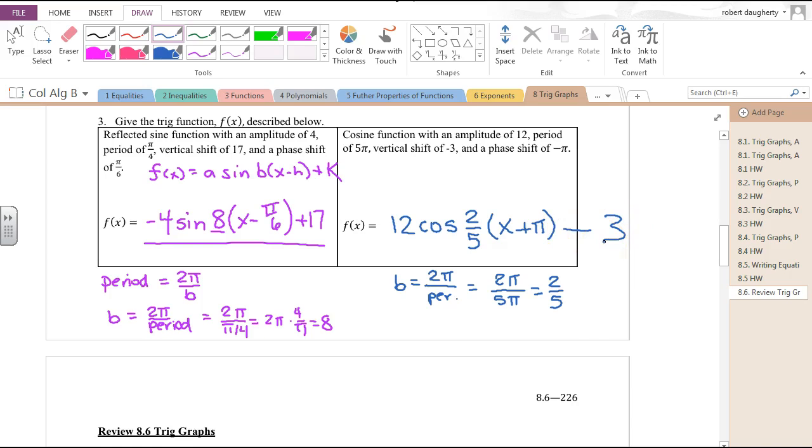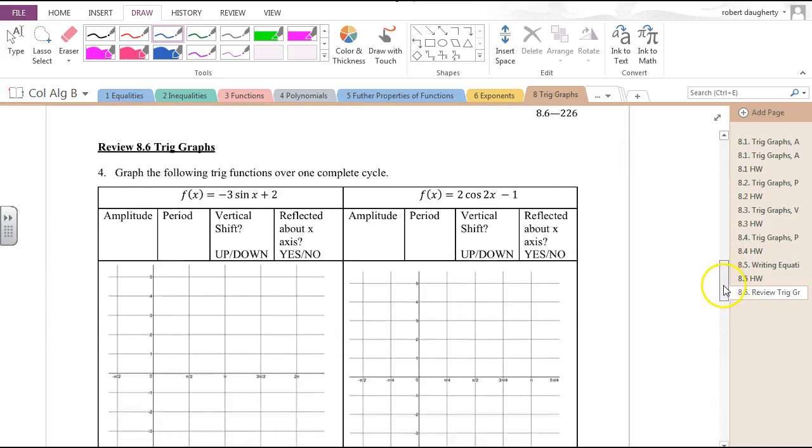So cosine function, amplitude of 12, period of 5 pi. That means b is 2/5, and then shifted pi to the left. So a negative pi shift, so that's x plus pi, and then vertical shift of -3. Okay? So there's a lot of stuff packed in there. You know what each of these pieces is. Just take your time in decoding all of those.